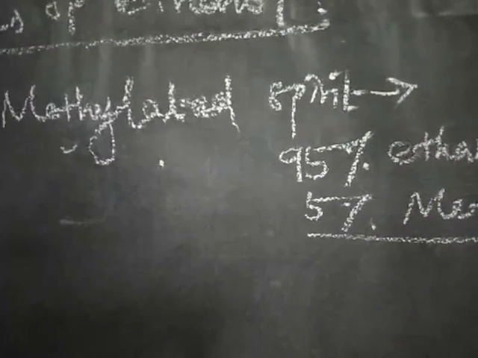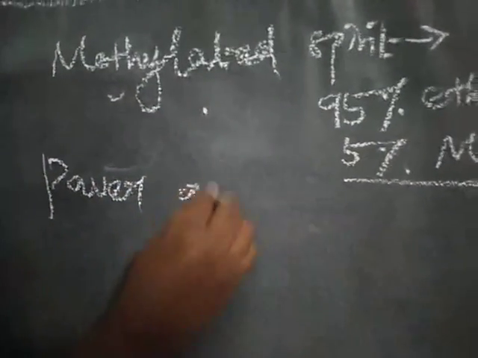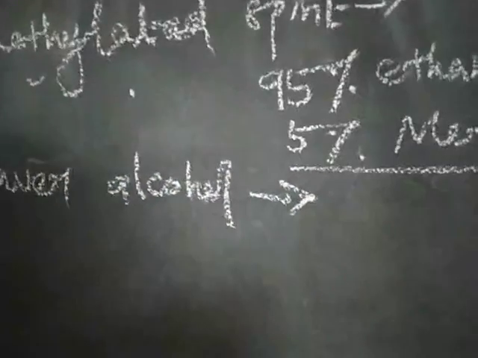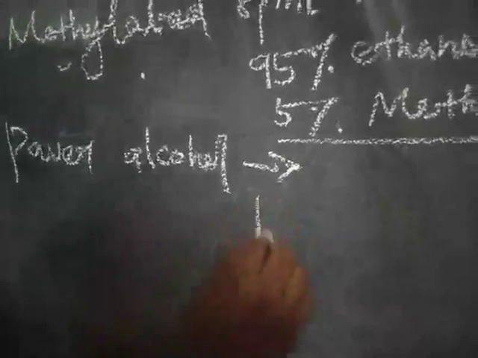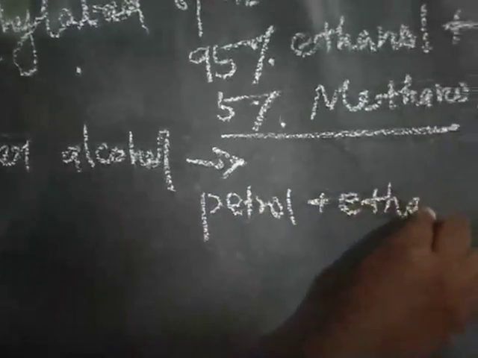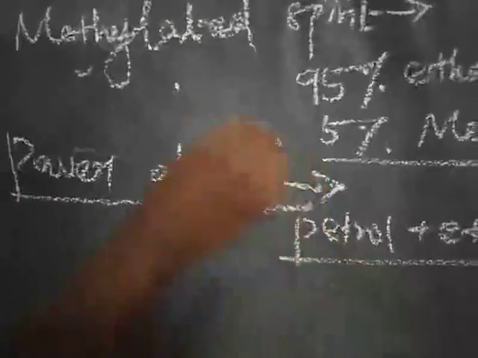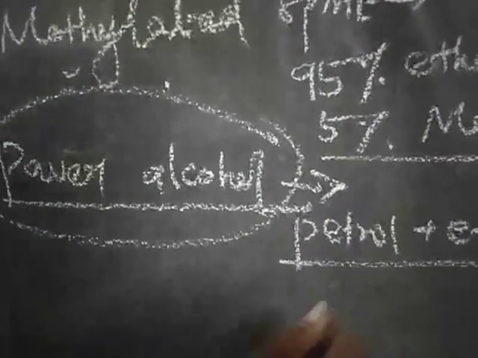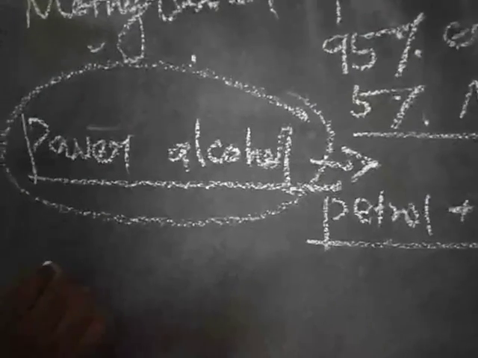Next one, power alcohol. What is meant by power alcohol? It is a mixture of petrol and ethanol. You may see in petrol bunks a board that says power alcohol. Power alcohol is a mixture of petrol and ethanol.